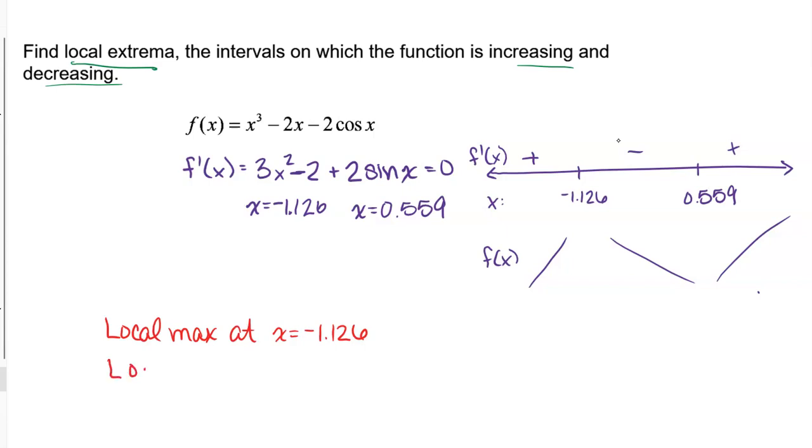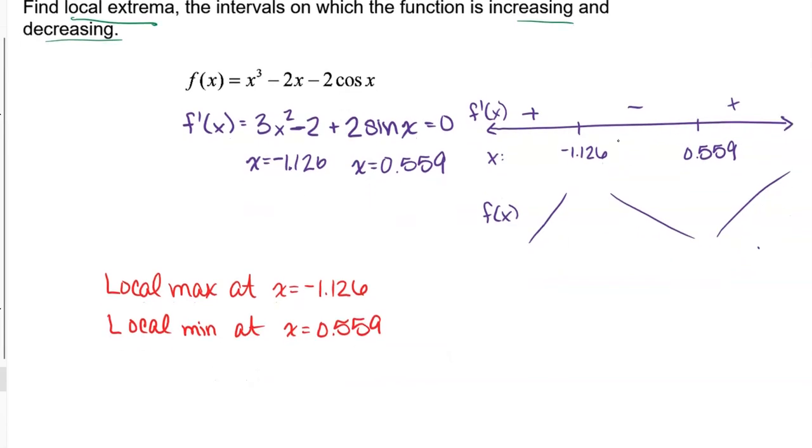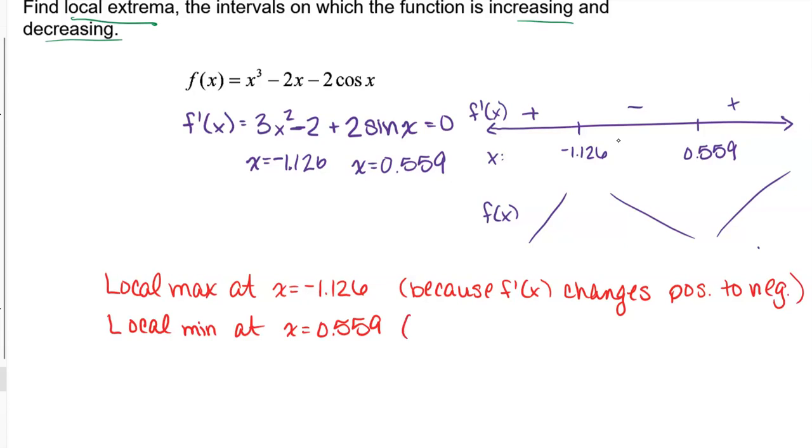And then we know we have a local min at x equals 0.559. If we have to justify this, this is because f prime changes from positive to negative, and this is because f prime changes from negative to positive.